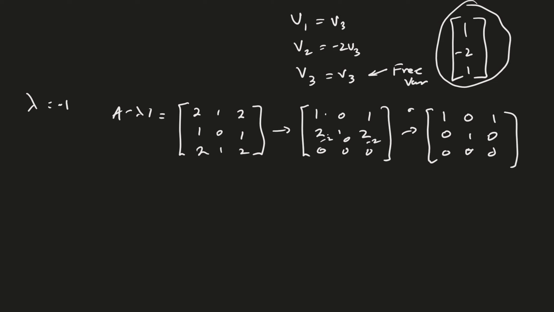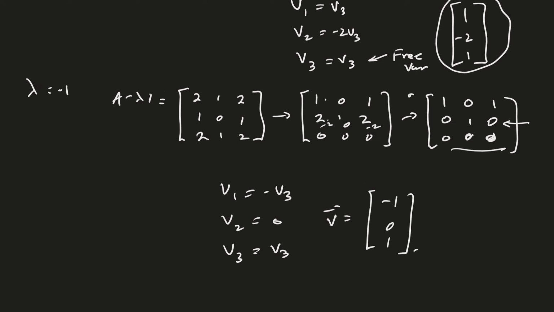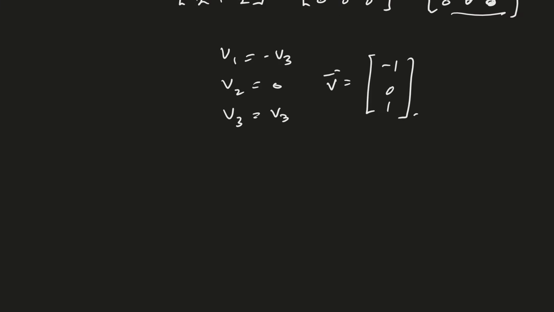Good. So again, this row of zeros is giving me the free variable. So v1 is again minus v3. The second row says that v2 must be equal to 0. And then v3 is v3. So my eigenvector in this case is any multiple of minus 1, 0, 1. Very good. And similarly, I'm just going to write down the result for this one. So for lambda equals 4, we get that v is equal to 1, 1, 1.